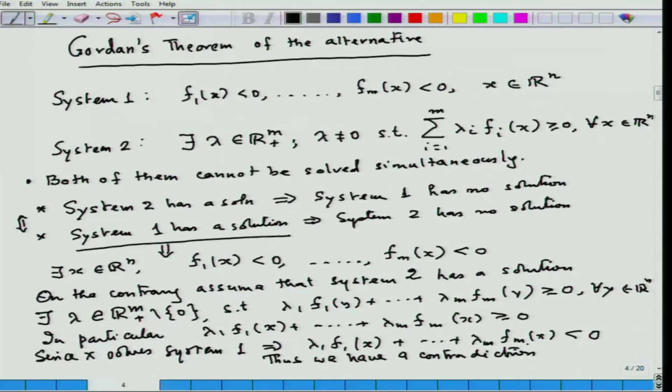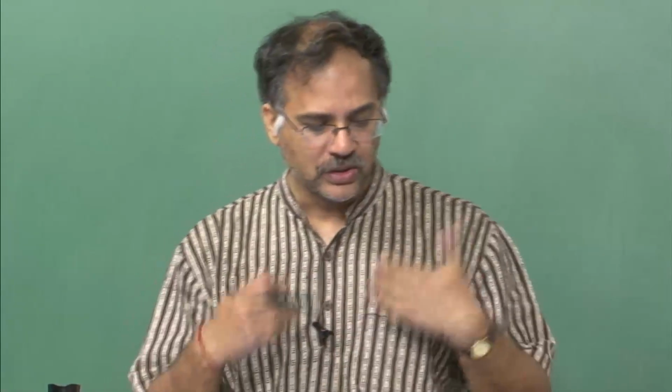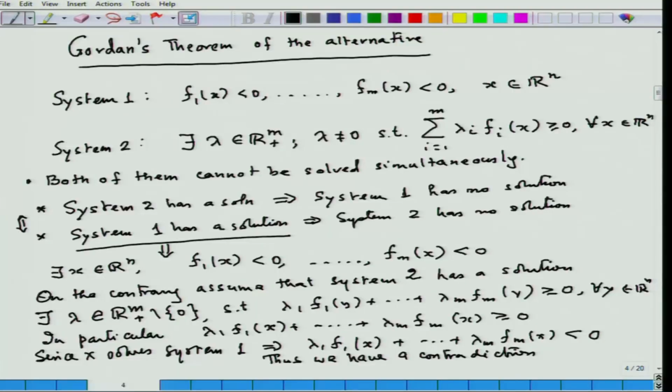So, we have proved two things. We have proved system 1 has a solution, system 2 has no solution. Because we have a contradiction, our assumption that system 2 has a solution is wrong. So, whenever system 1 has a solution, system 2 does not have a solution. Simultaneously, we have proved that if system 2 has a solution, system 1 has no solution.